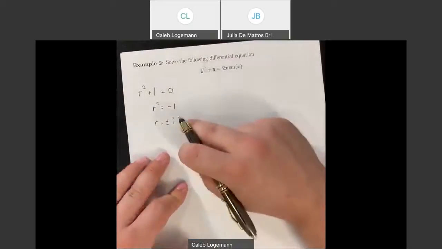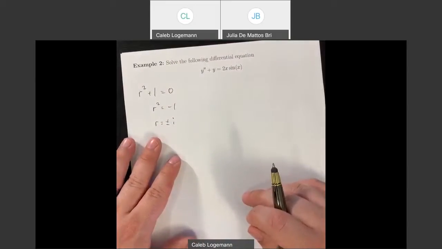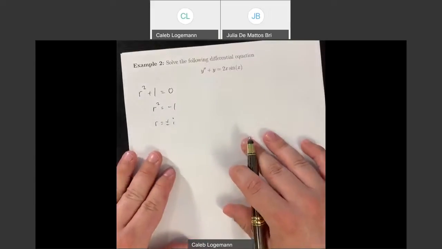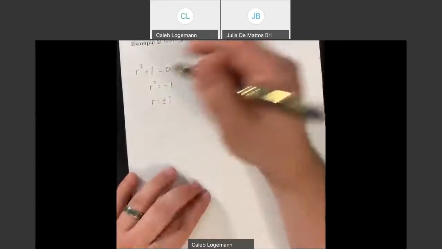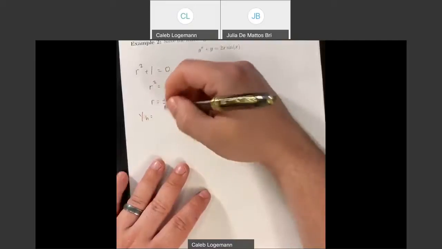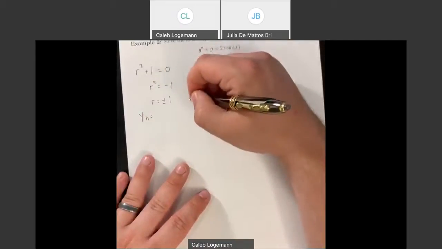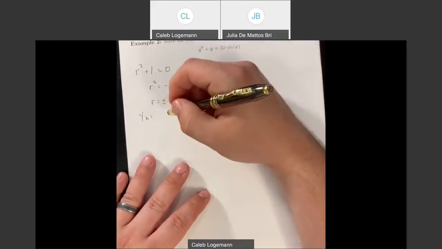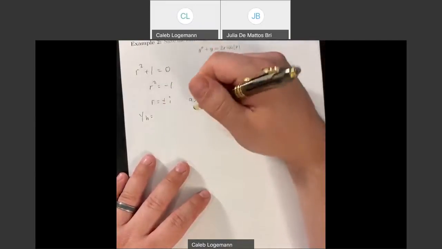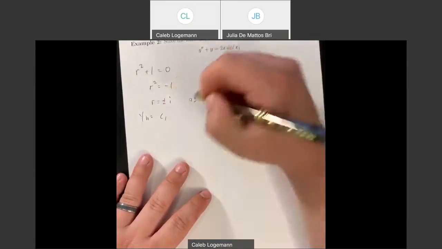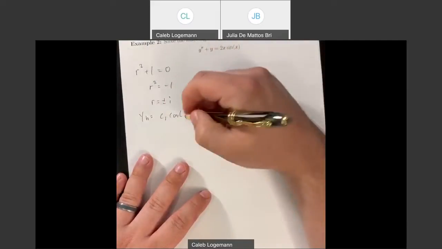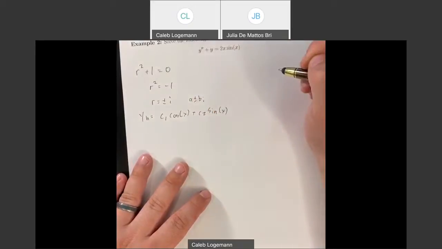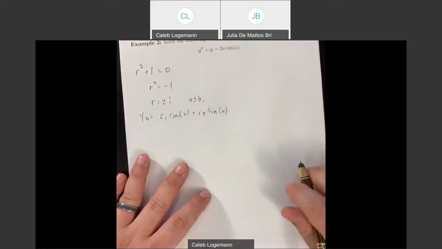So this is a complex root case, and those always come in pairs, which means our homogeneous solution, y sub h, is, when you have a plus or minus bi, e to the ax times cosine bx plus sine bx. So it's going to be c1 cosine of 1x, so cosine of x, plus c2 sine of x. Okay, I think that's right.